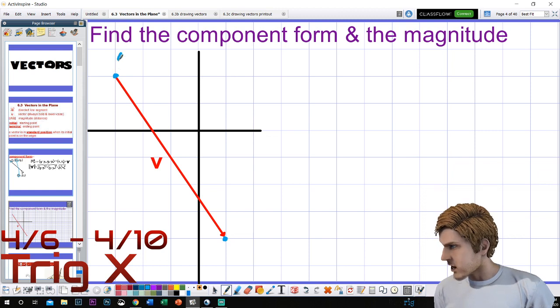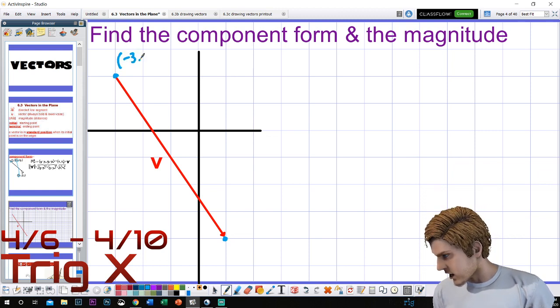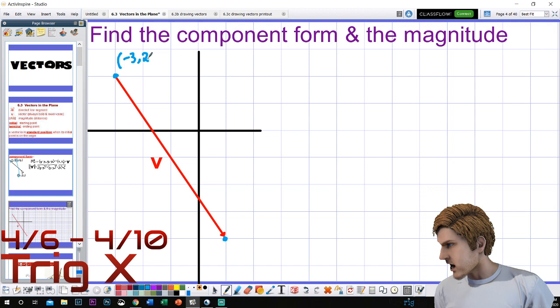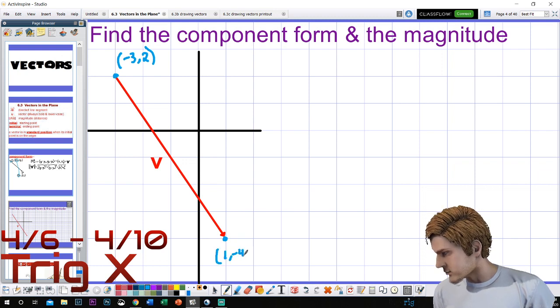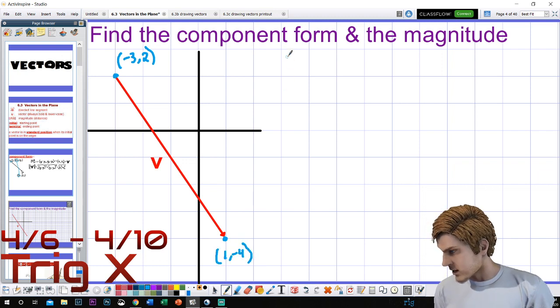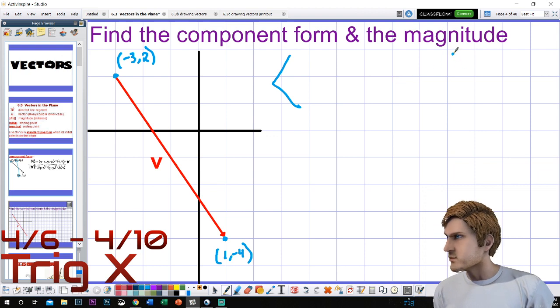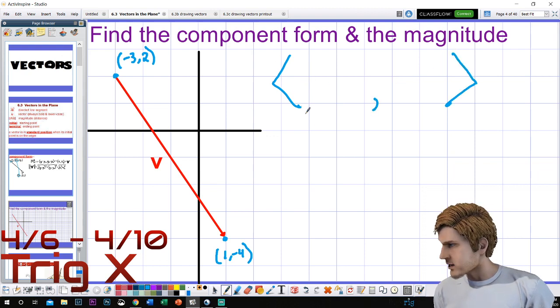Alright, this point where we're starting is the point -3, 2. How did we get that? Well, we just went left 3 and up 2. This point is the point 1, -4, so I'm going to write 1, -4 right here. Now I'm going to make these things, I call them elbows. So make the little elbow brackets.